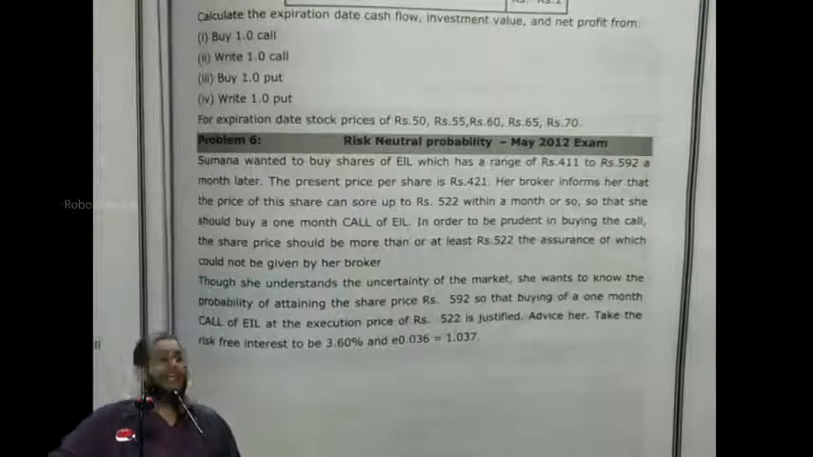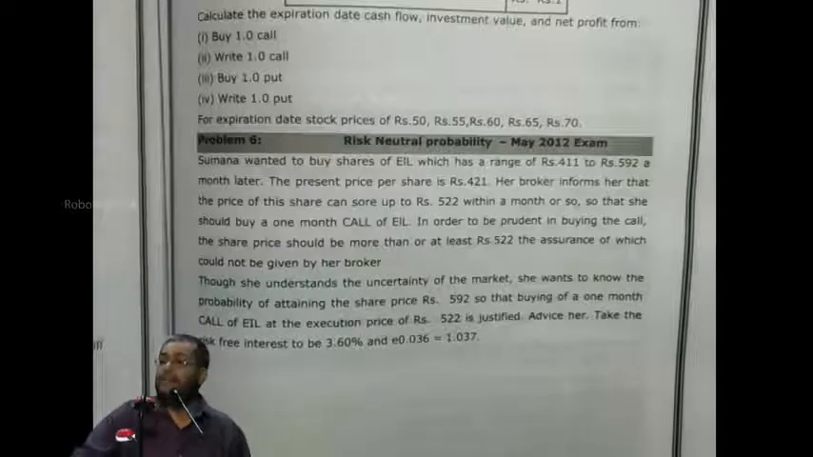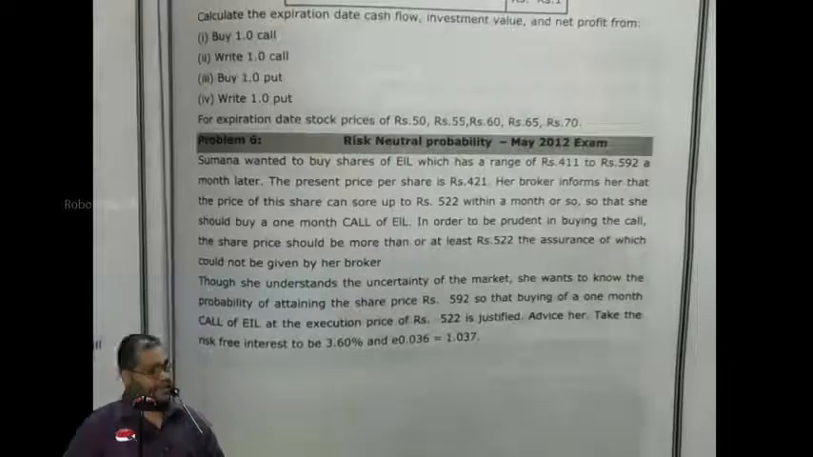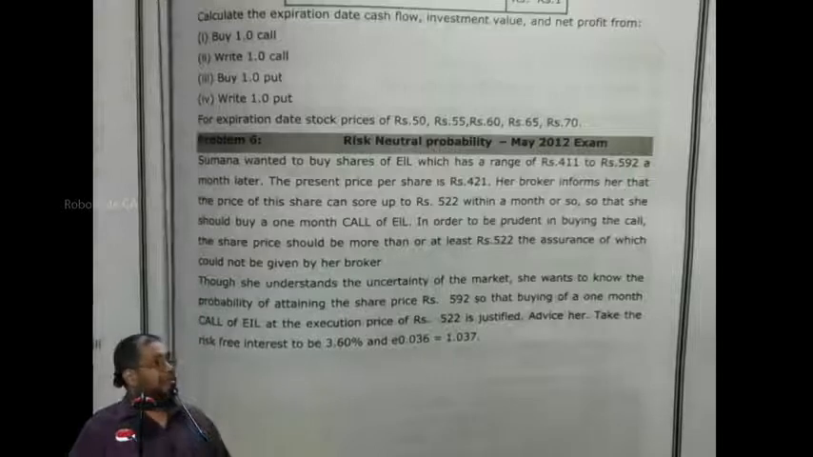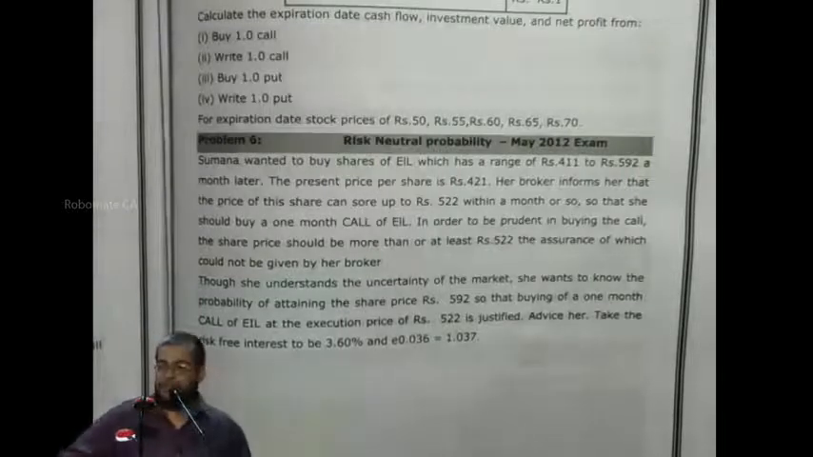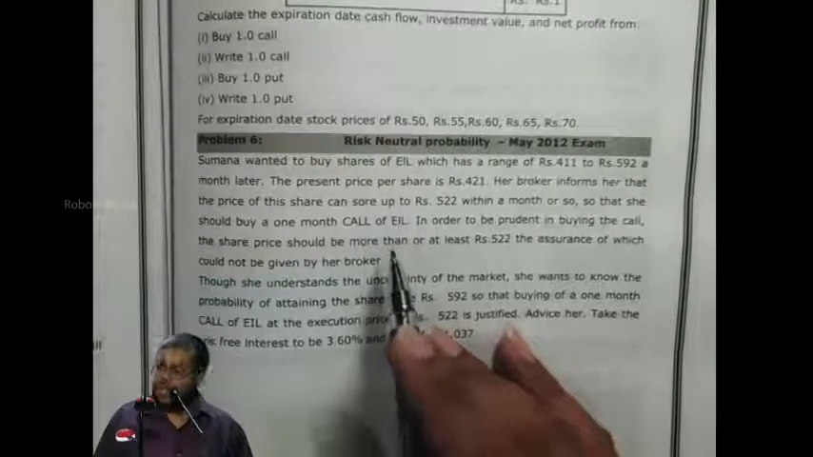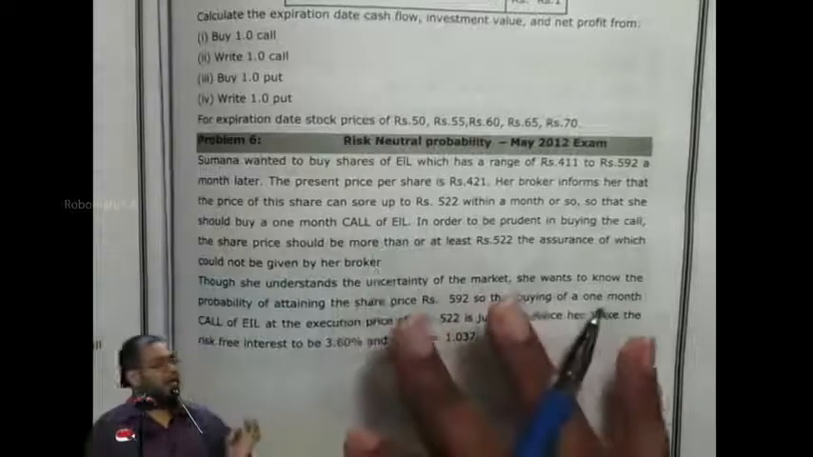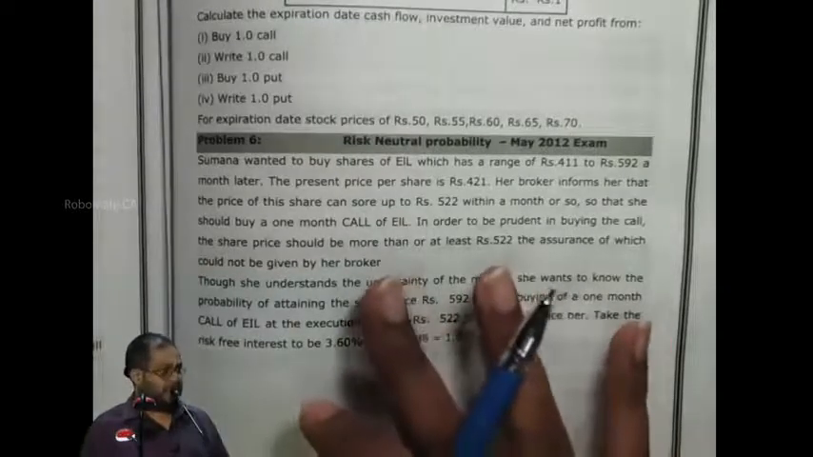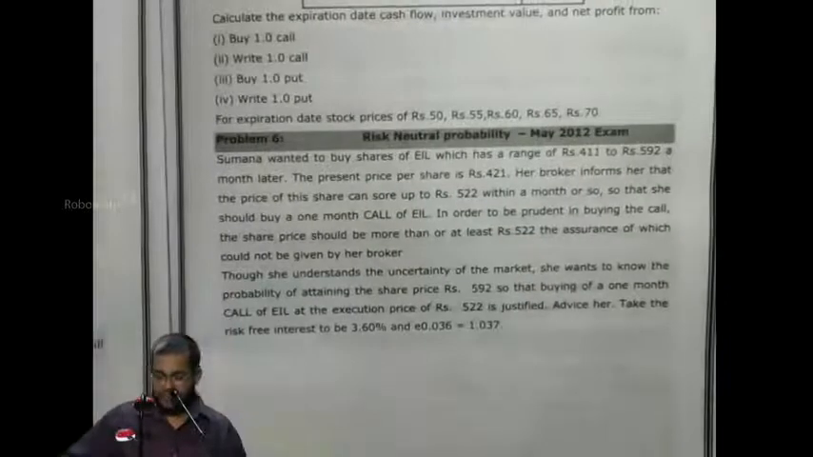But reading the question will create a lot of confusion, even if the person has properly understood the risk neutral model. That is why I am reading the question and doing it. This is the last sum we are doing in the options chapter. Can I proceed? Now, see.